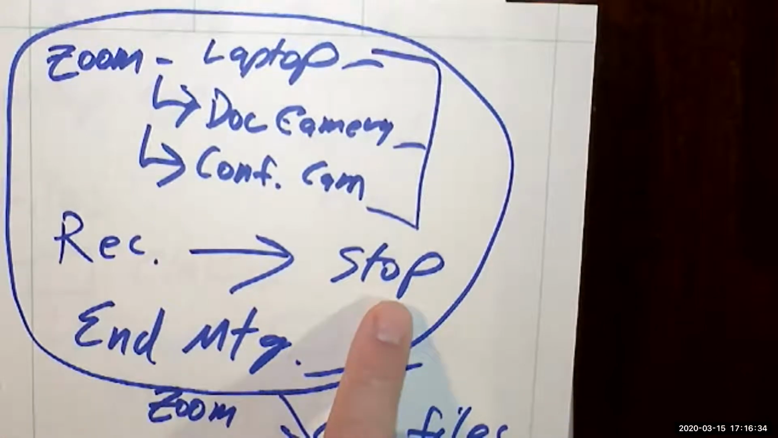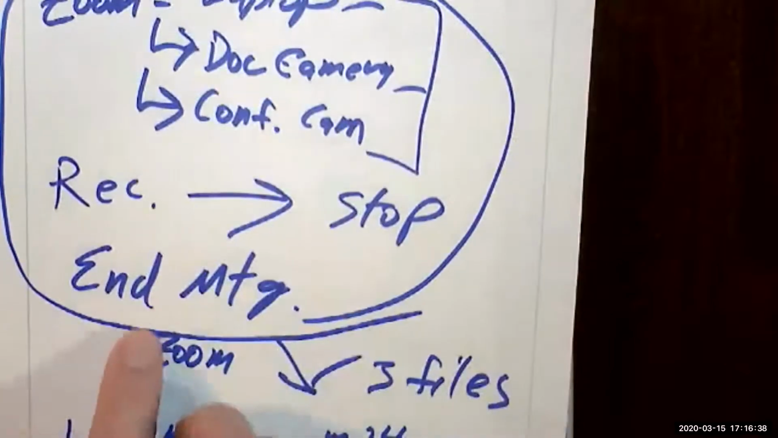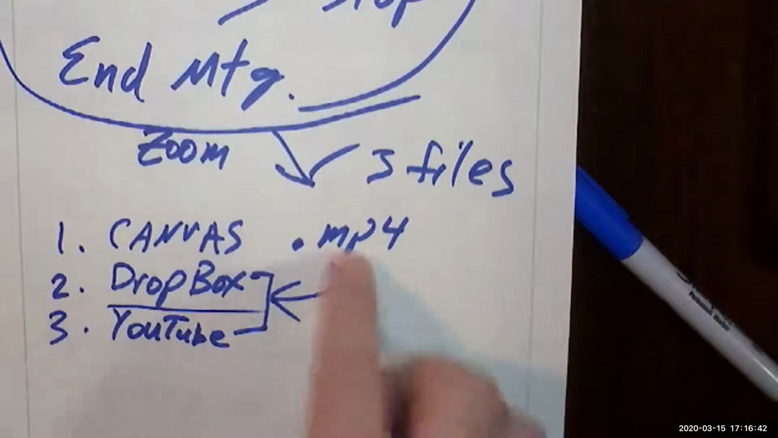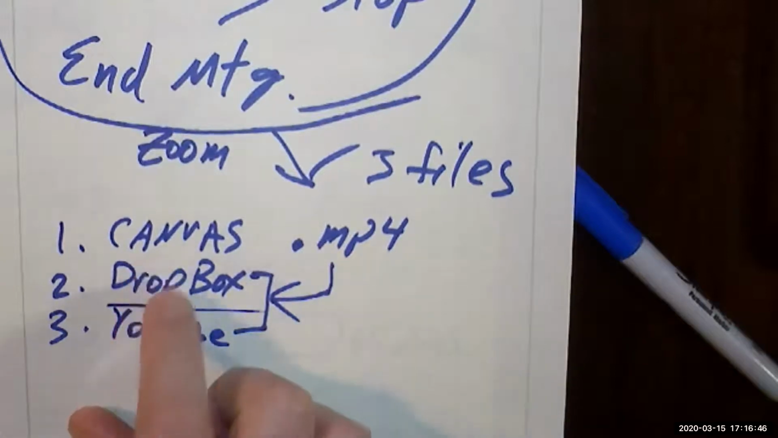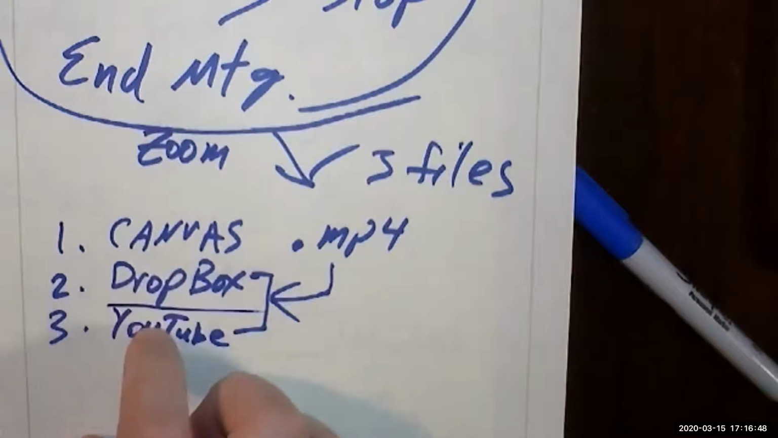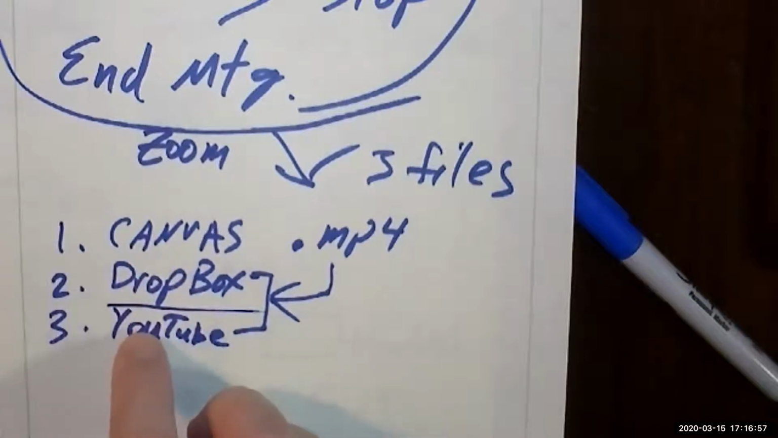When you get done, stop your recording and then click End Meeting. When this happens, Zoom takes everything that you did and it'll go create 3 files. Of those 3 files, the one you want is the MP4 file. And then you're going to want to upload that to either Canvas, Dropbox, or YouTube. My preference is usually go to Dropbox first, and then share a link from Dropbox into Canvas, or upload the video directly to YouTube and share a link to either Dropbox or YouTube inside Canvas.